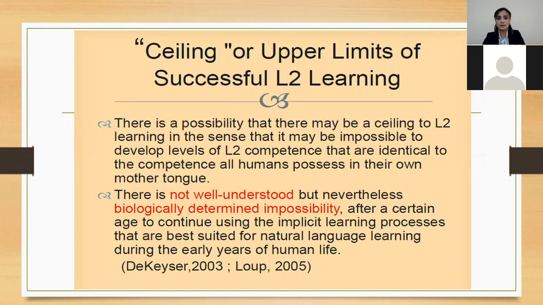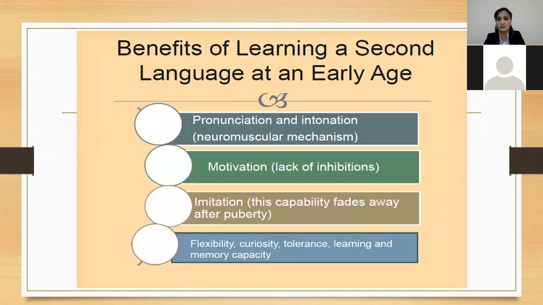Ceiling or upper limits of successful second language learning. There is a possibility that there may be a ceiling to second language learning, in the sense that it may be impossible to develop levels of second language competence that are identical to mother tongue. There is a not well understood, but nevertheless biologically determined impossibility, after a certain age, to continue using the implicit learning processes that are best suited for natural language learning during the early years of human life.